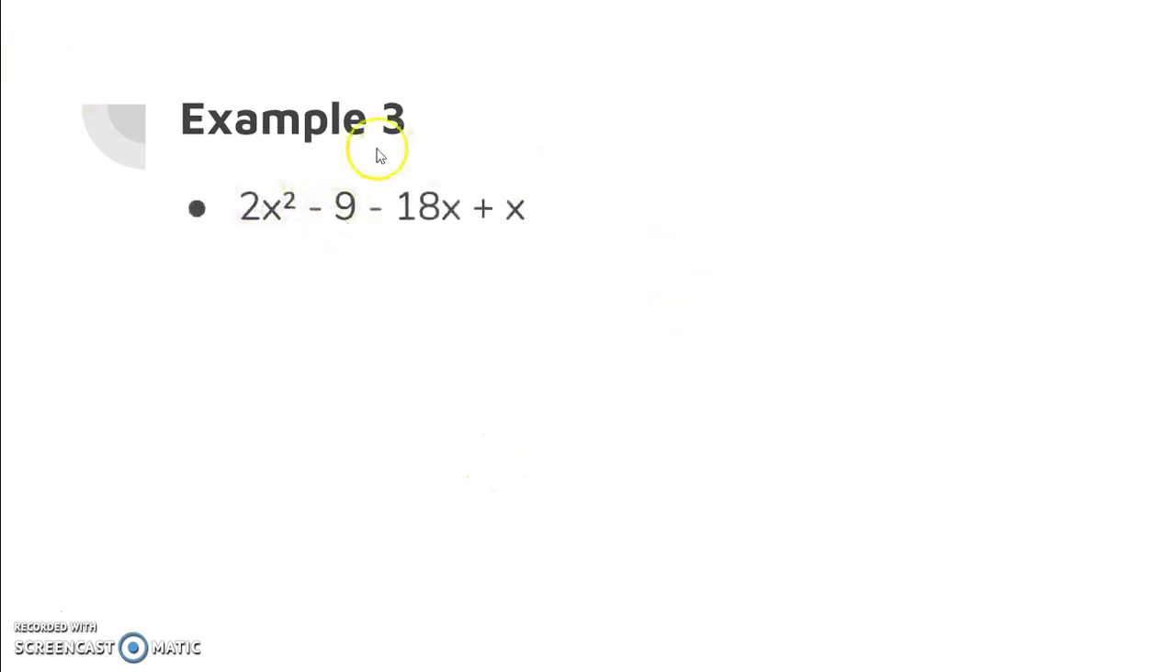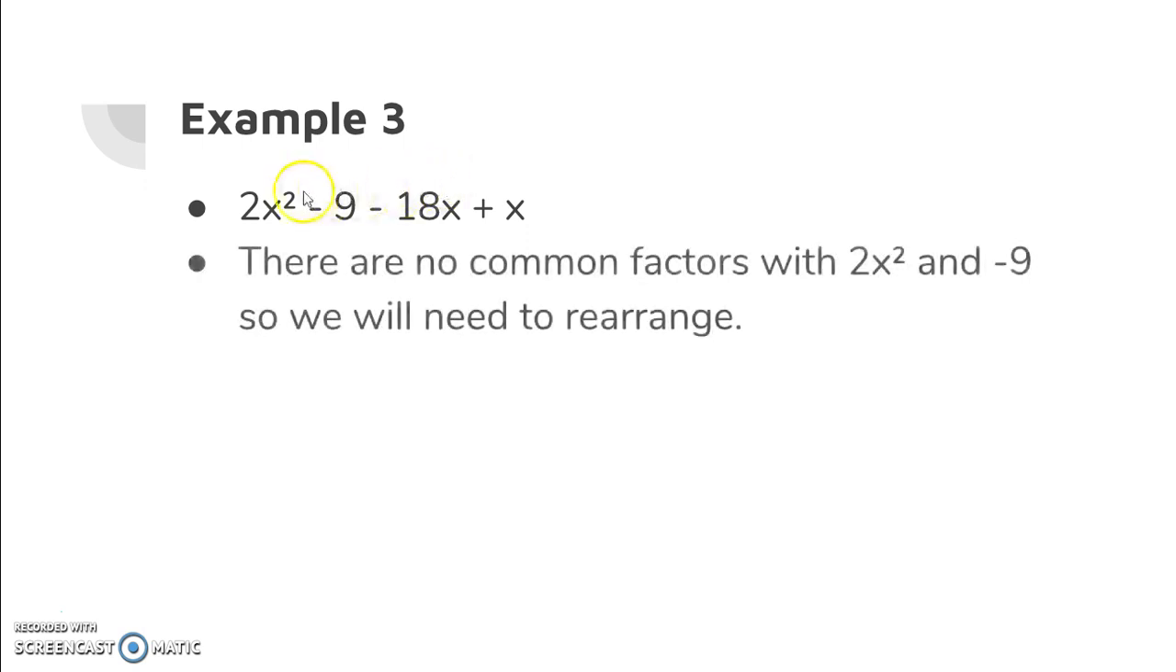In this example, example 3, you can pause the video here and give it a go yourself. Okay, thanks for pausing the video. We'll quickly go through example 3. Now, first thing you need to notice, if you can, there are no common factors with 2x squared and minus 9. So we need to rearrange it for example 3.